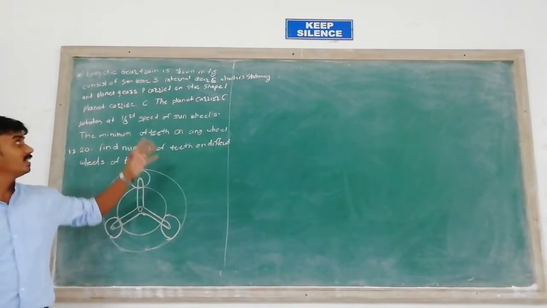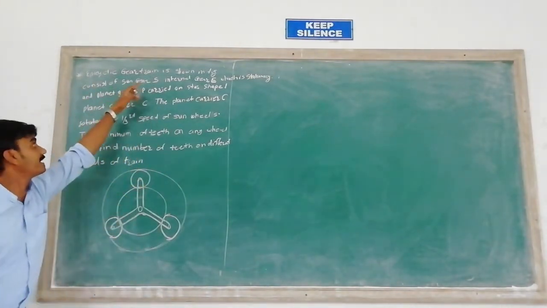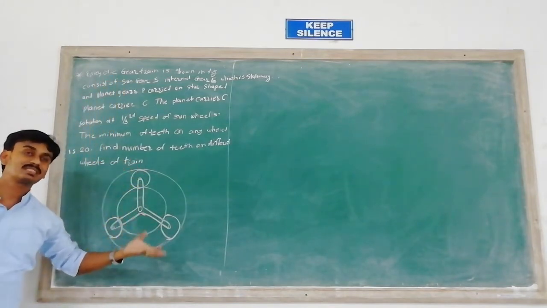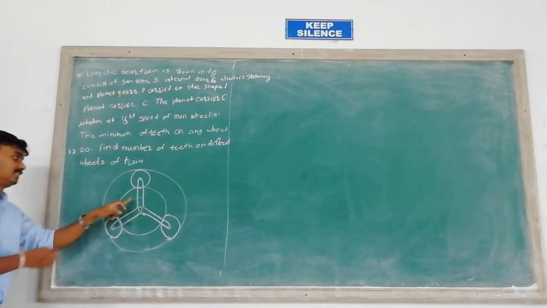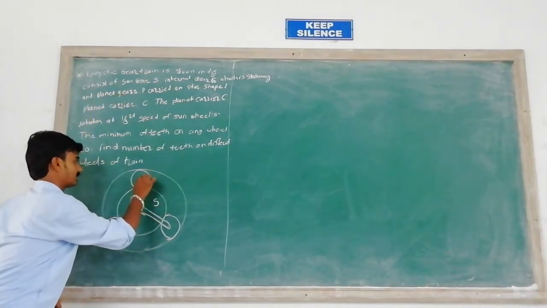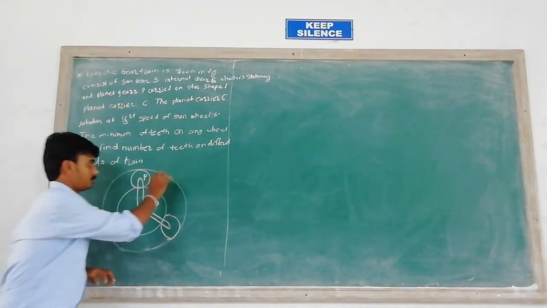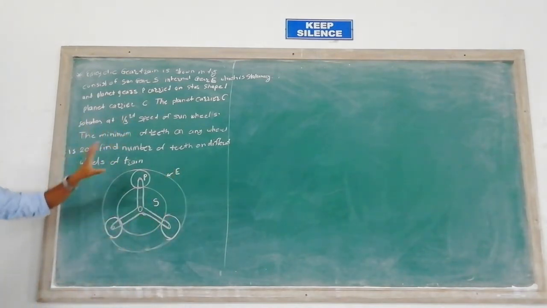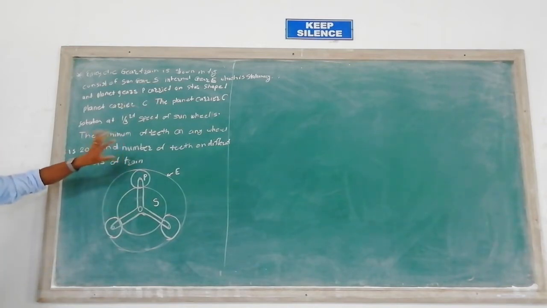So here is a numerical based on a planetary gear train. The numerical states an epicyclic gear train, as shown here. This planetary gear train is a sub part of the epicyclic gear train, so generally it is called the epicyclic gear train, which consists of a sun gear S. This is the sun gear S, and an internal gear E. This is the internal gear E, which is stationary. The gear E is stationary, which means it will not rotate.